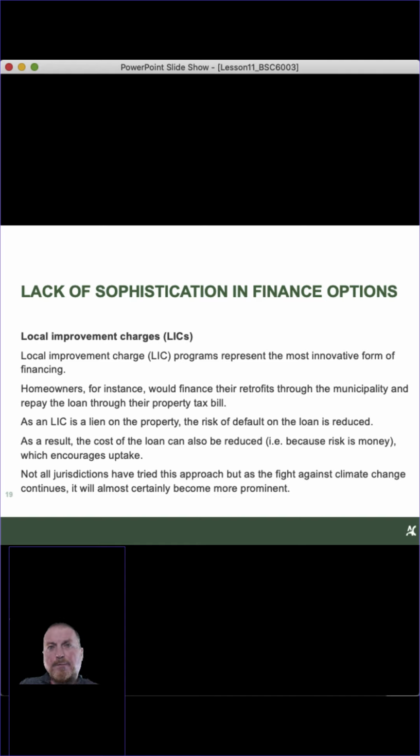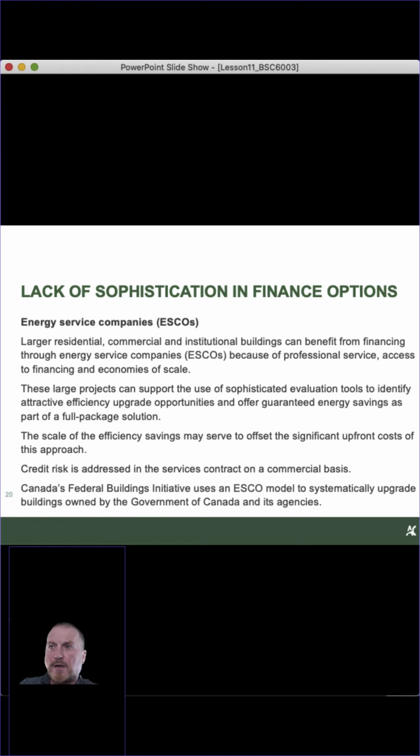But this is an approach to look for if you're dealing in a jurisdiction and you're dealing with a small and medium-sized enterprise. Look for whether there are local improvement charges. Look for some of these other options that I've been telling you about as well.